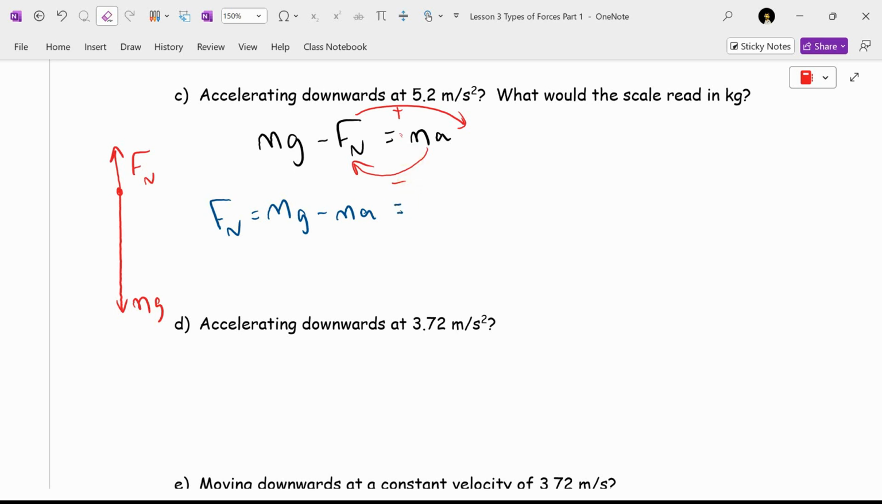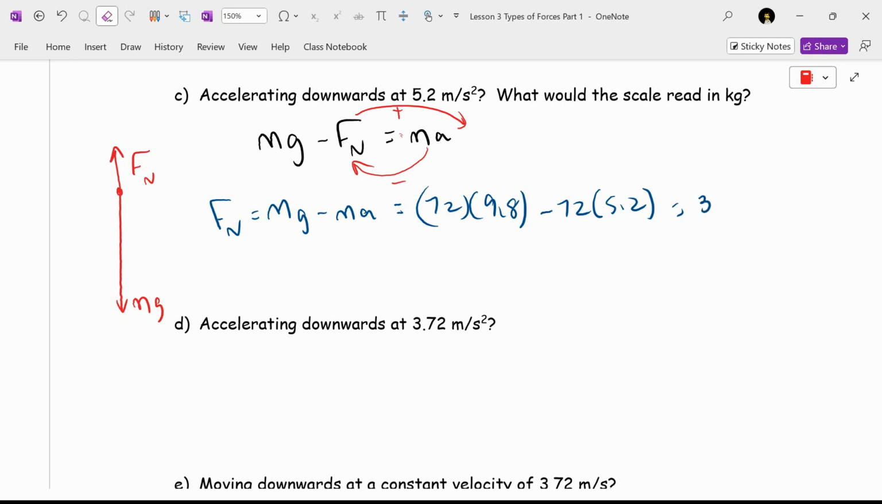What was the mass? Was it 72? g, 9.8. And again, I don't need to worry about the negative. In fact, we decided to let down be positive in this question because it made the math easier. Minus 72 times 5.2. How hard is the ground pushing up on this girl's feet? How hard is the normal force? How big is the scale reading? All the same thing. What'd you get?